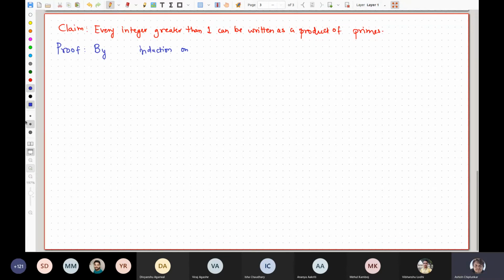Good. So every integer N greater than 1. So by induction on N, always specify your plan, make your plan clear first of all. Then by base case, what is the base case? Base case is N is equal to 2. N is a prime. So 2 is a prime.